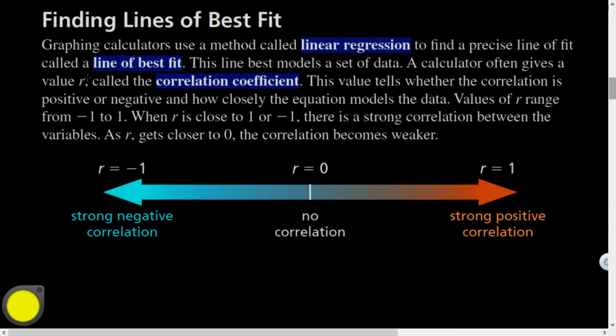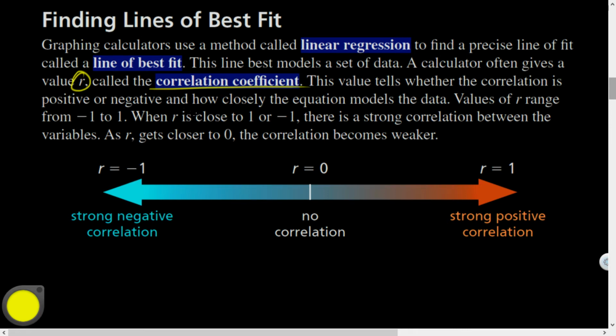A calculator often gives a value of r called a correlation coefficient. This value tells whether correlation is positive or negative. So if r is positive, then it's a positive correlation, the slope is positive. If r is negative, that means the slope is going down.